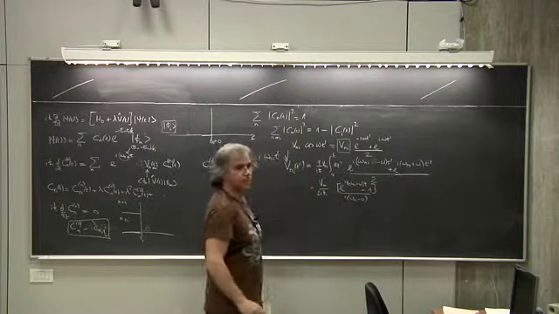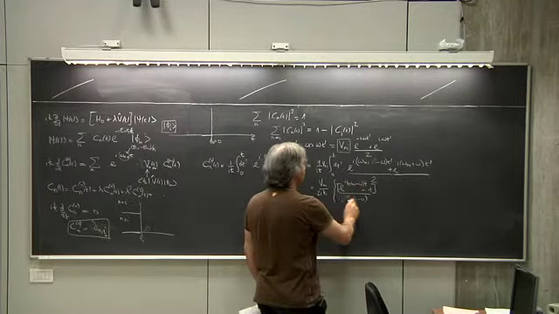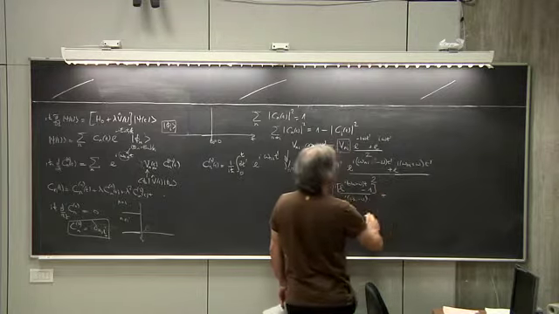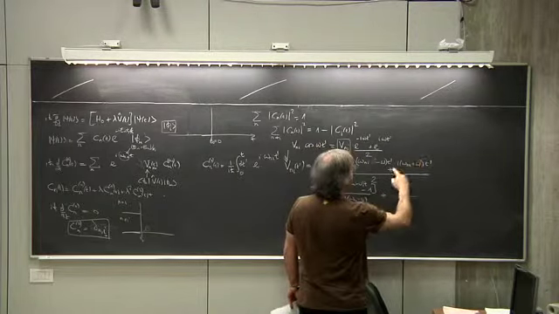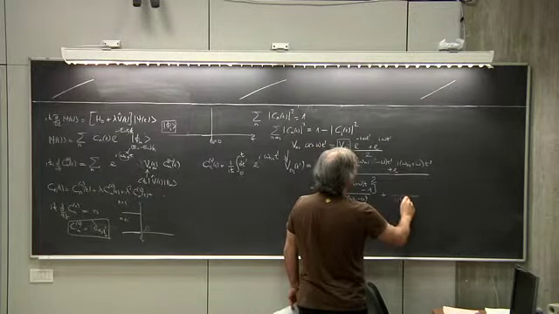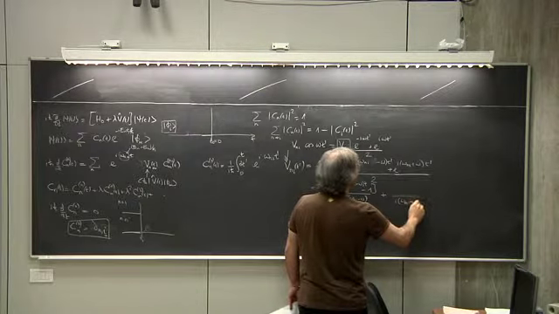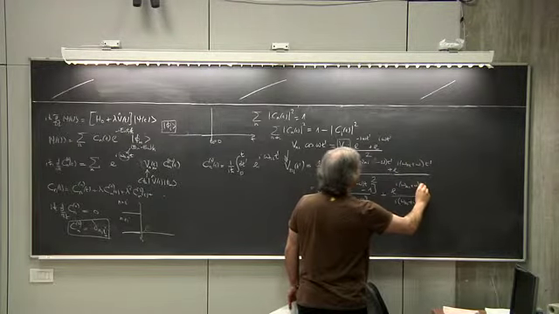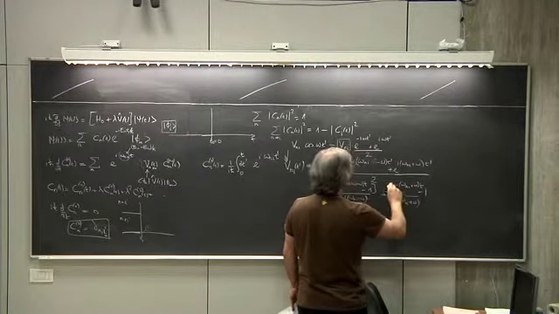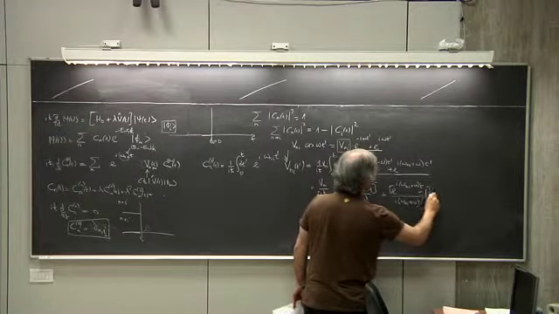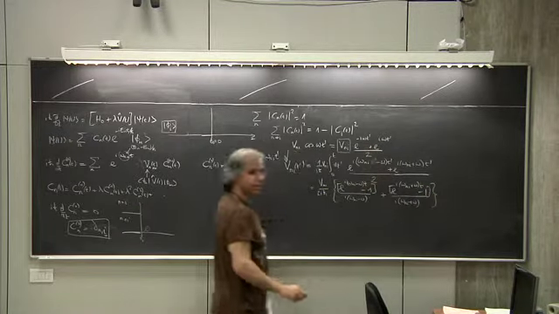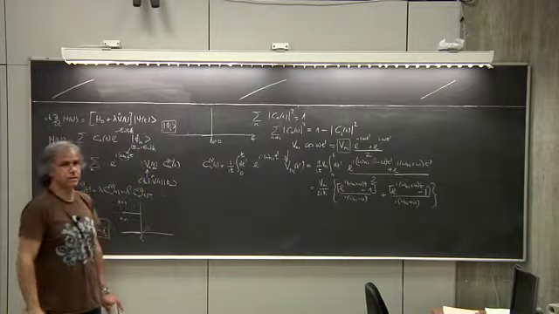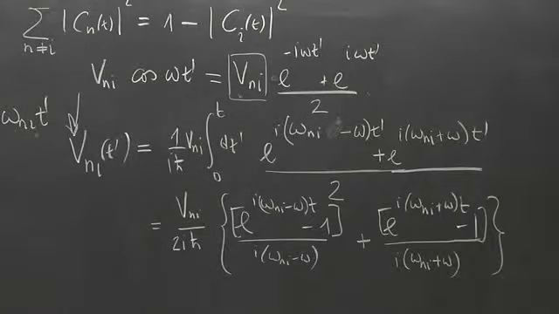minus 1. Okay? The second term is entirely similar, so there is a plus, but now the denominator will be omega_ni plus omega, and you will have e to the i (omega_ni plus omega) t minus 1 again. Okay? Is this clear? Very, very simple. But hopefully you don't miss the points.